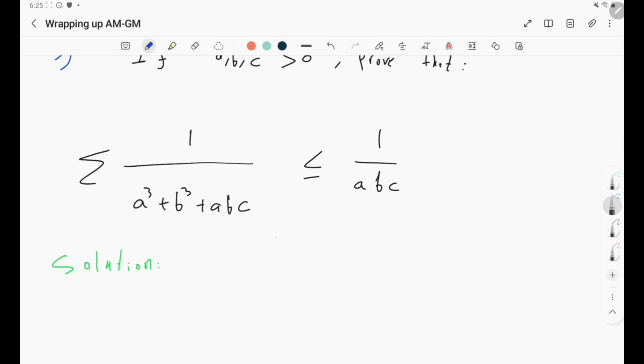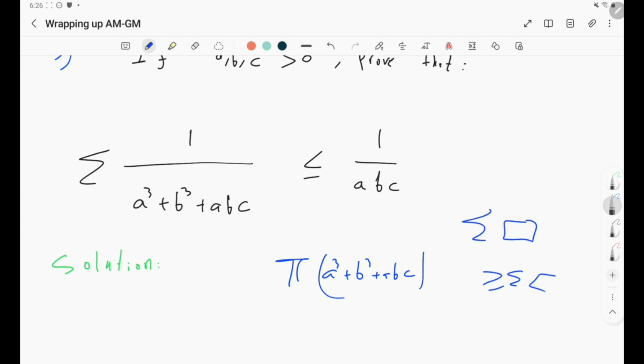This is actually a common idea: if you multiply everything by the product of the denominators, like a cube plus b cube plus abc, you will get rid of all the fractions, and then you will have sigma stuff greater than sigma stuff, all in polynomial form. Actually, this is a really common idea, but the problem is it's super ugly, super time consuming, and you might make errors here and there in the calculations.